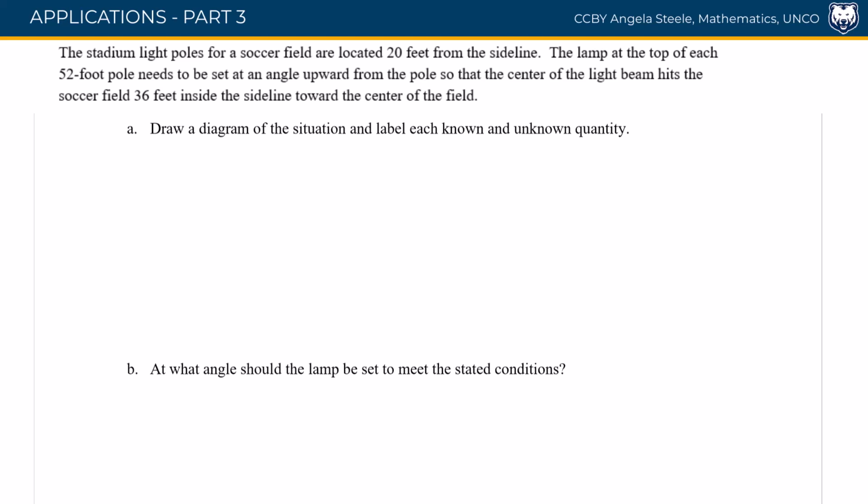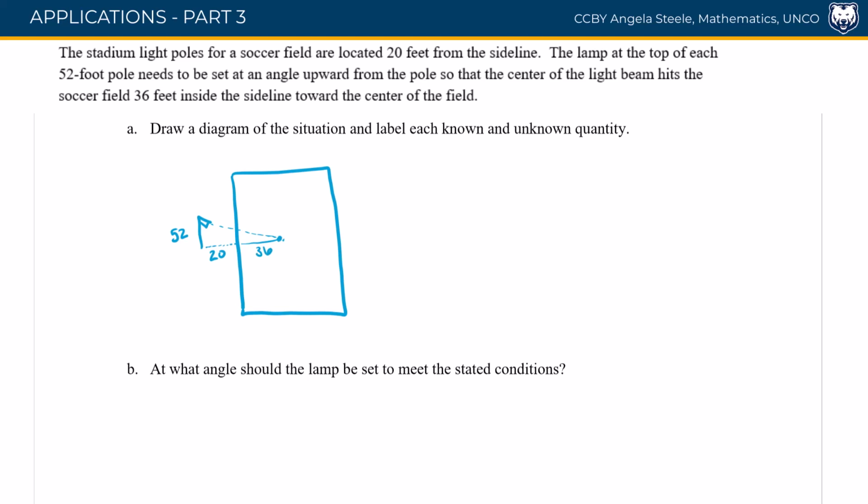Okay, and as always, we want to draw a picture to help us understand what is happening. So we have a soccer field, and it tells us that we have light poles that are located 20 feet from the sideline. So let's go ahead and do 20 feet from the sideline. We're going to have this pole. We know that the light is at the top of the pole, which is 52 feet high. And then we know that the beam of that light is going to hit the center of our soccer field, which is 36 feet from the sideline.